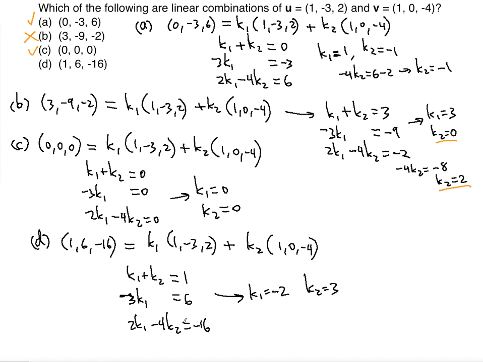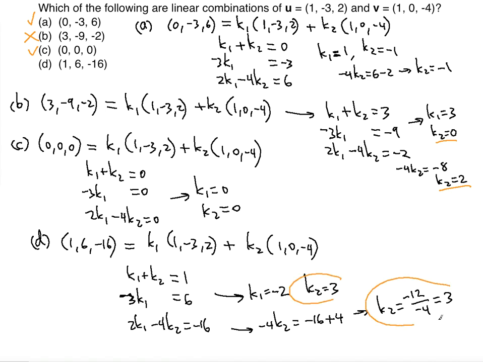So let's see if this one is consistent. So we will get negative 4k2 is equal to negative 16. k1 was negative 2, right? So negative 4. So plus 4, right? So we will get k2 is equal to negative 12 over negative 4, which gives us 3. Bingo, that's excellent, right? Same results for k2. So it means that this is a linear combination.